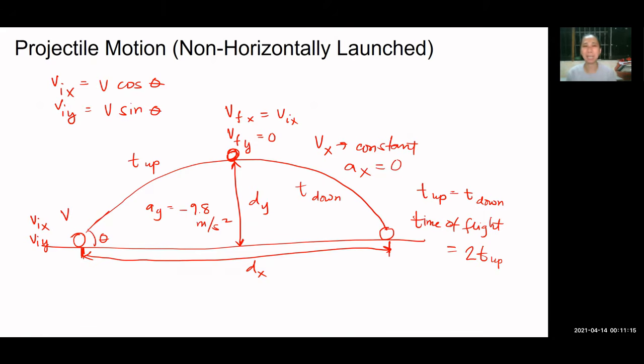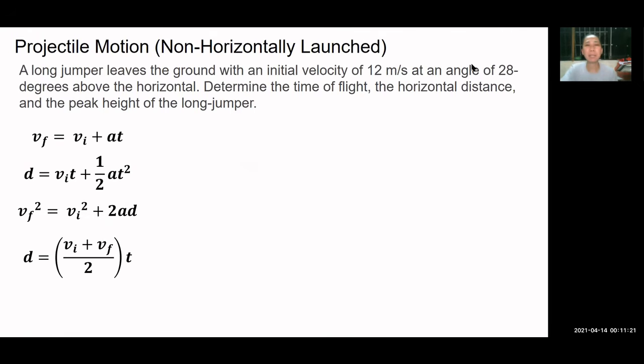Okay, so para mas makita ngayon natin kung paano ito ginagamit ng problem, bibigyan ko kayo ng example. A long jumper leaves the ground with an initial velocity of 12 meters per second at an angle of 28 degrees above the horizontal. So determine the time of flight, the horizontal distance, and the peak height of the long jumper. So dami natin kailangan isolve.